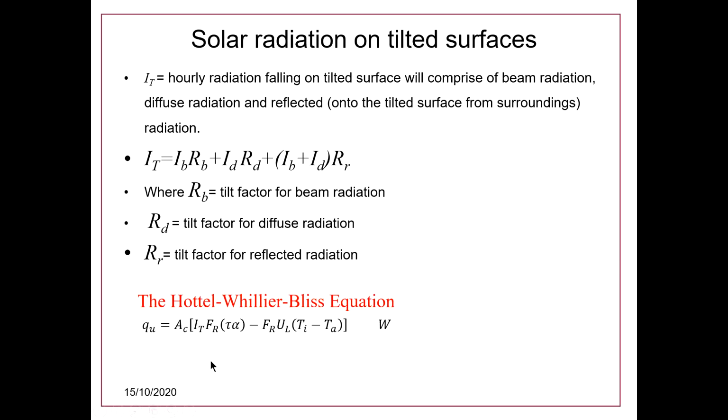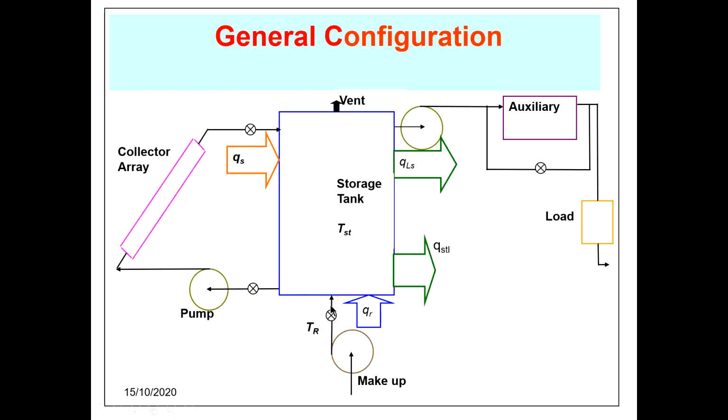So this is again I am explaining. QU, useful heat gain rate in watt. AC, collector area. IT is this expression, solar radiation intensity on tilted surface. FR tau alpha is the collector efficiency factor. So this forms the characteristic of the collector which is being used. FRUL is the collector loss coefficient. So this is again a characteristic indicating the rate of loss from the selected collector. TI is the temperature of the fluid entering the collector. TA is the ambient temperature.